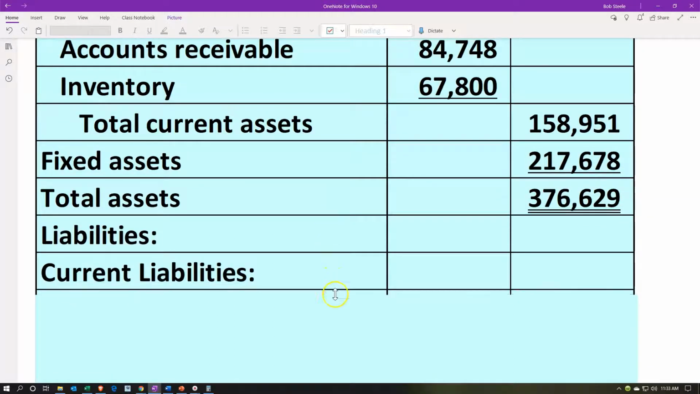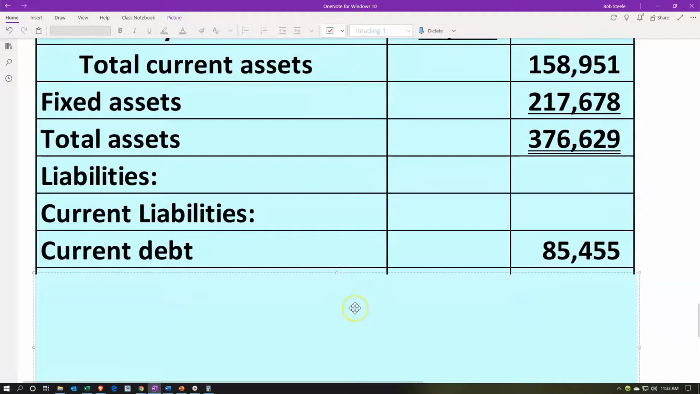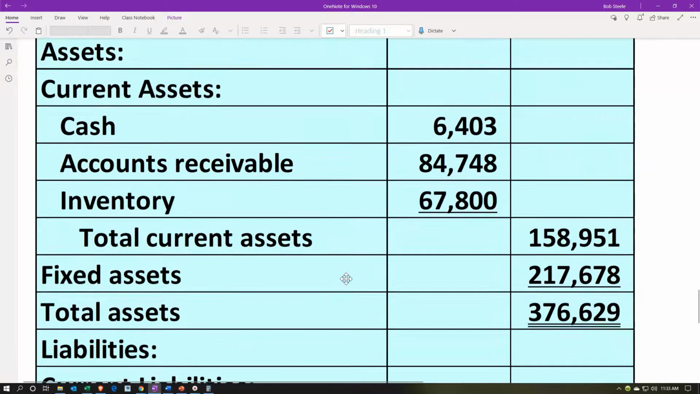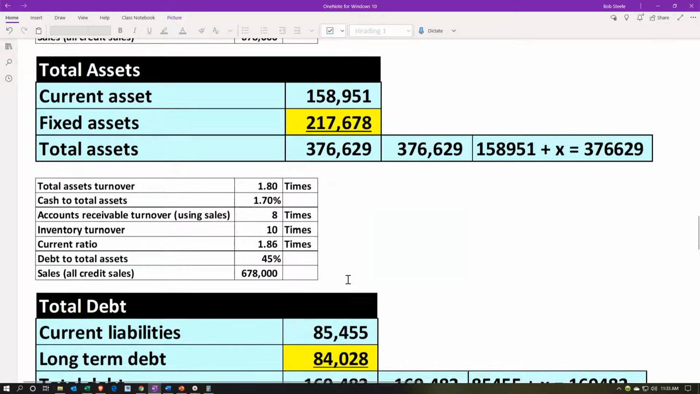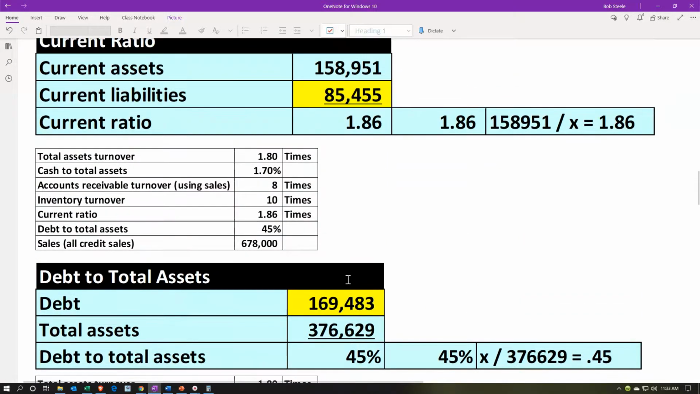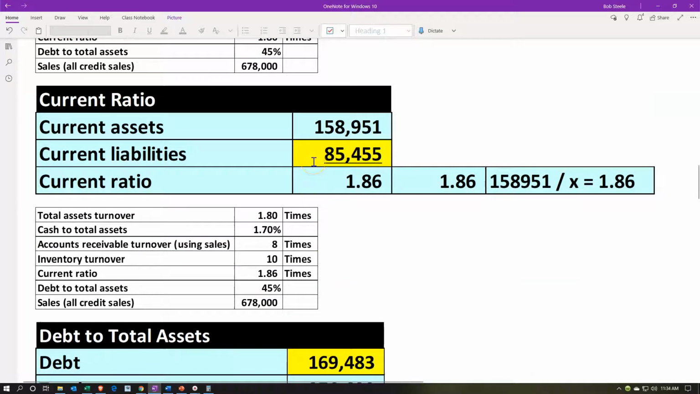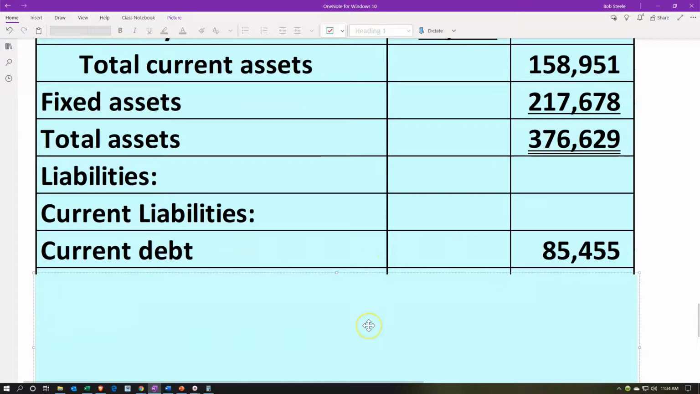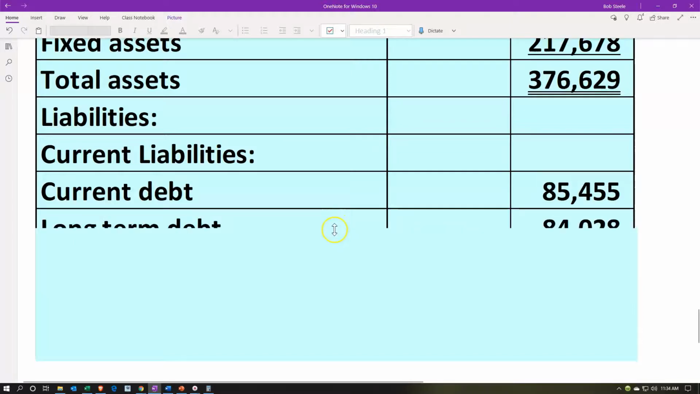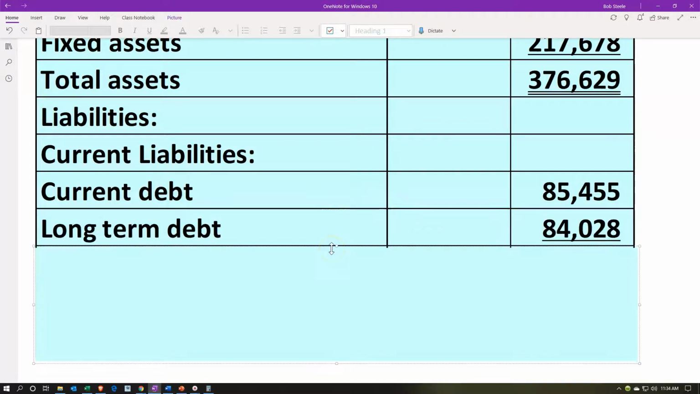And then we got the liabilities. Current liabilities are going to include the current debt. Normally current liabilities might include multiple things like accounts payable and other kinds of payables, but we're lumping them all together as current debt as we do our ratio analysis. So again, that's a bit of a shortening of the items. And if we look at the current debt, we did that on the current ratio, the 85,455 current liabilities. So that's going to be 85,455. We could have just called it current liabilities. We're not breaking it out into its subcategories.